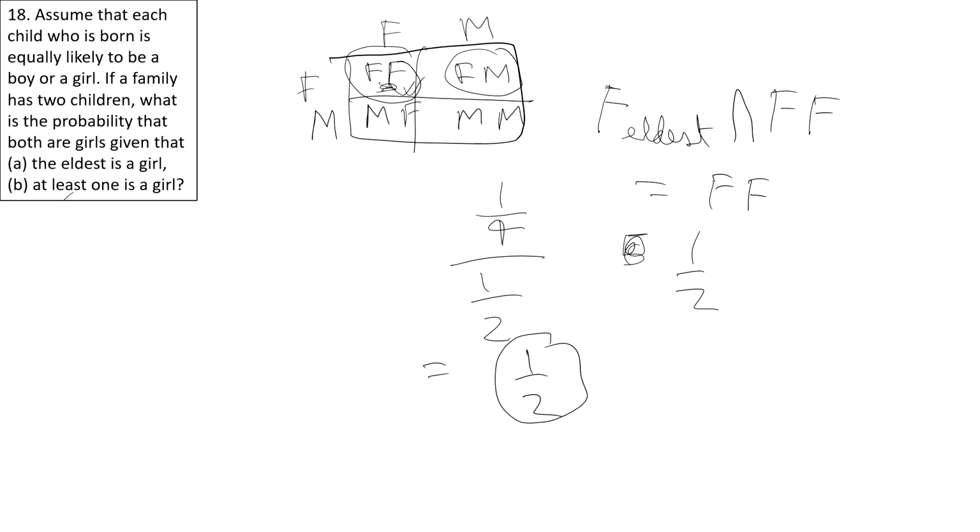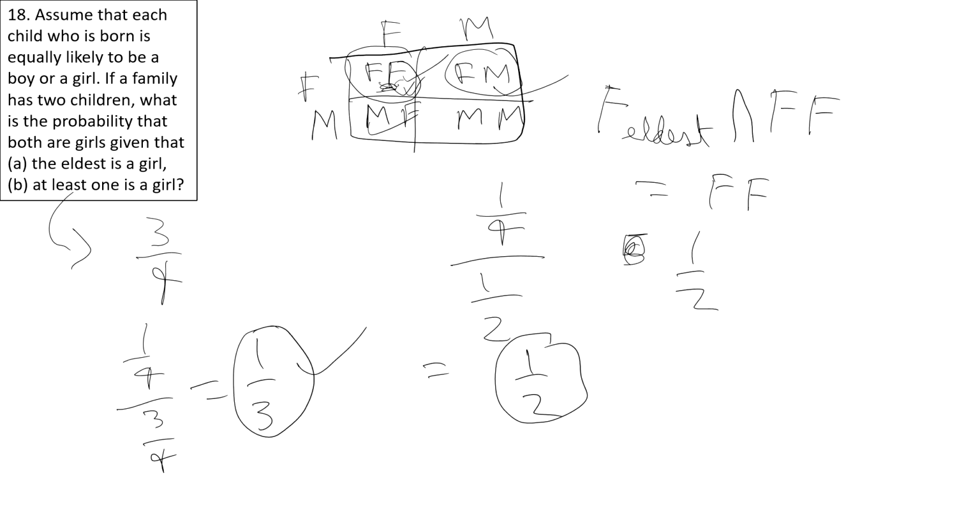Now for the second question, at least one is a girl. It is given that at least one is a girl. So in this case, this case, and this case, the chance is 3 by 4 that at least one is a girl. And what is the chance that both are girls? Both are girls is 1 by 4. So 1 by 4 by 3 by 4 is equal to 1/3. If we know that at least one is a girl, the chance that both are girls is 1/3.